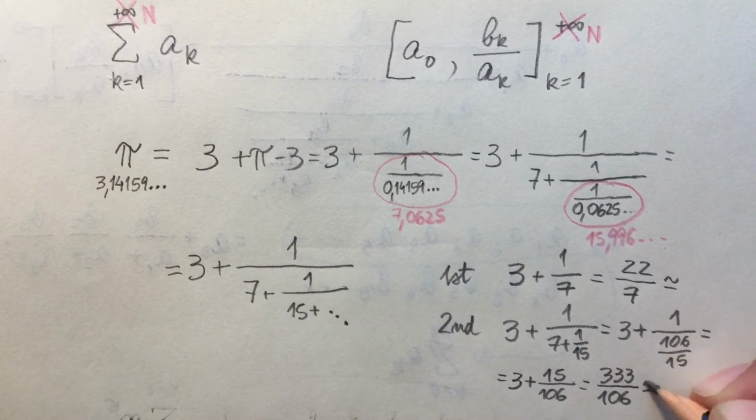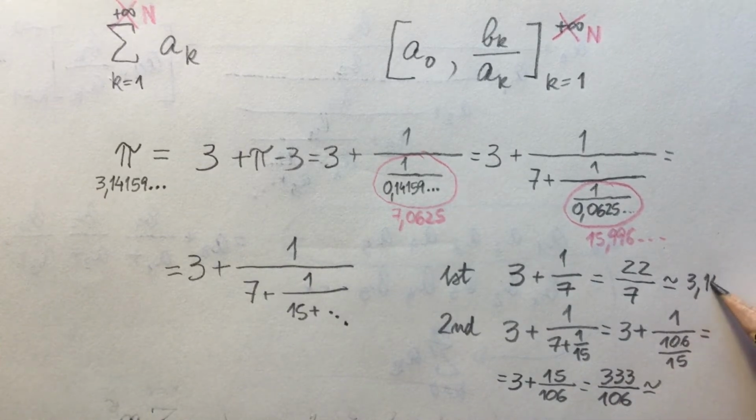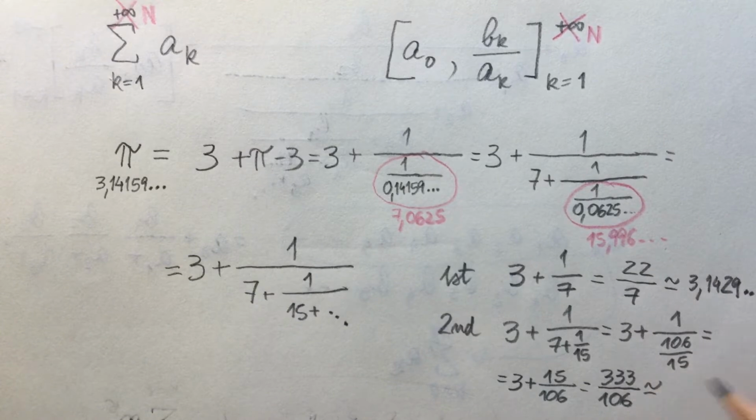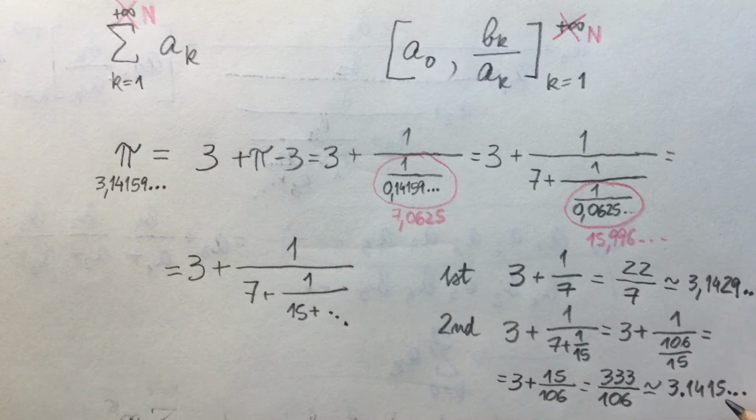This turns out to be 3.1429, not a bad approximation of pi for such a simple fraction, and this turns out to be 3.1415 and so on and so forth, so we'll have 4 decimal positions correct with this fraction.